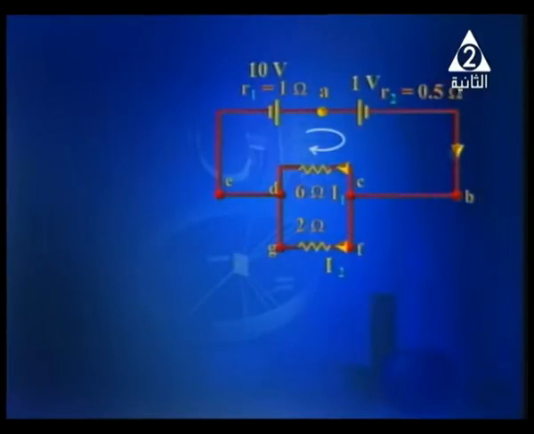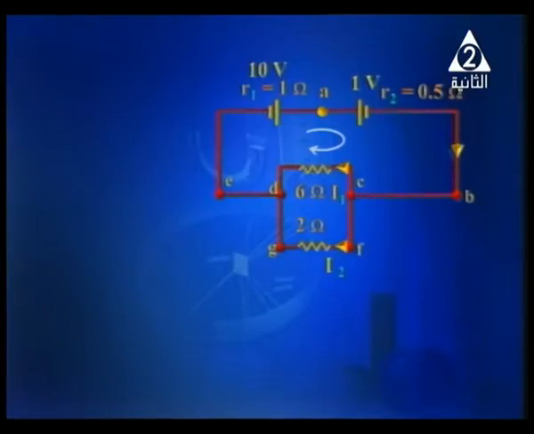In front of you, we've got a circuit. The circuit contains two cells: a 10-volt cell of internal resistance R1 of 1 ohm, and another cell with an EMF of 1 volt and an internal resistance of 0.5 ohm. We've also got a parallel combination consisting of two resistors connected in parallel, a 6 ohm resistor and a 2 ohm resistor. The current passing through the circuit is I, that passing through the 6 ohm resistor is I1, and I2 is the current that passes through the 2 ohm resistor.